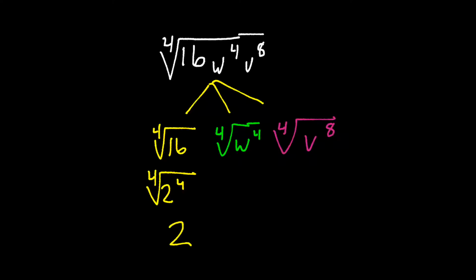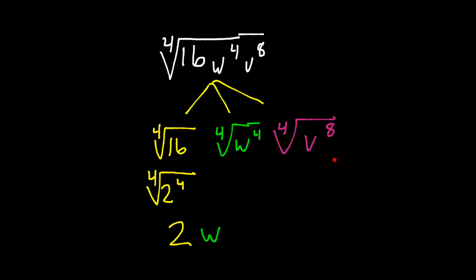Now I've got w to the 4th, and I'm taking the fourth root of that. Well, these 4's will cancel each other out. If you take the fourth root of something raised to the 4th power, you're undoing everything you're multiplying with. So that just becomes w.